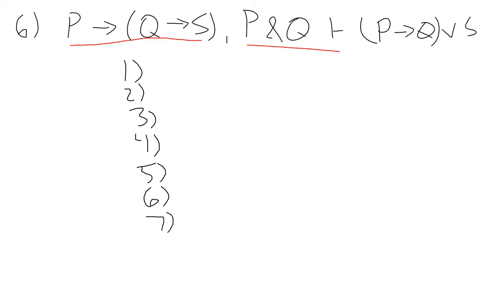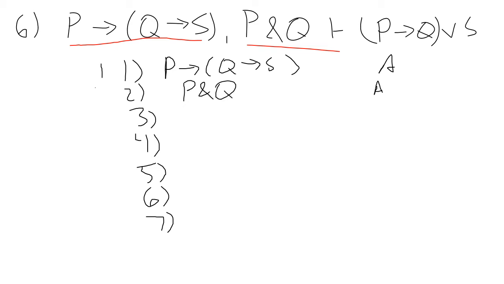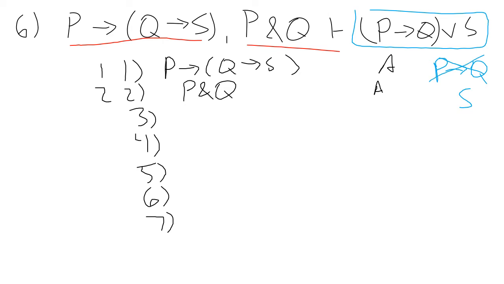Here on problem 6, I've got two premises. I've got P arrow Q arrow S, and I've got P and Q. Let's look at the conclusion. Conclusion is a wedge, so I'm looking for either P or Q or S, and then I'll wedge the other one in. Now remember, even though we see P and Q somewhere in the proof, we don't see P arrow Q anywhere.